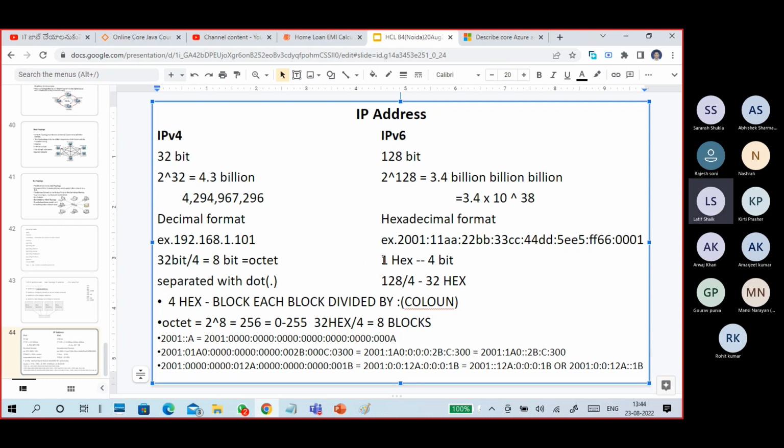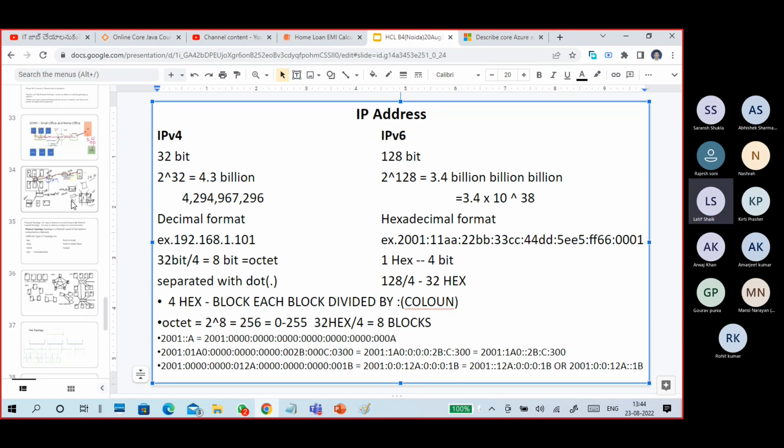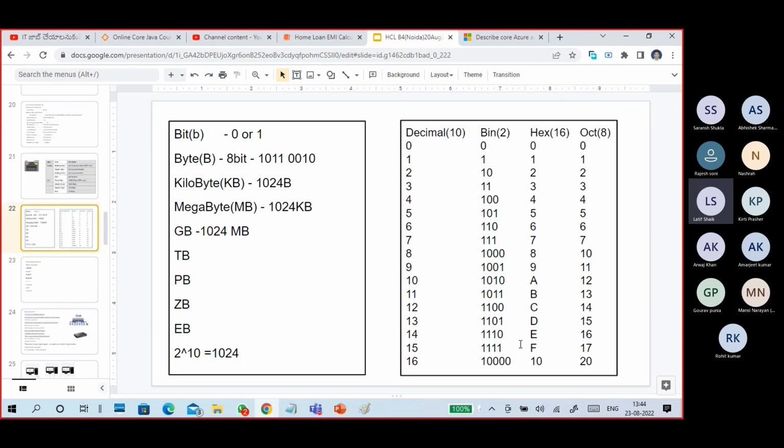In IPv6, one hexadecimal digit is 4 bits. Last time when we gave a table, the maximum single hexadecimal digit is F, 0 to F. After F, it is a double digit. So how many bits are there? 4 bits. Octal is 3 bits, hexadecimal is 4 bits. Each hexadecimal digit is 4 bits, and each octal digit is 3 bits only.